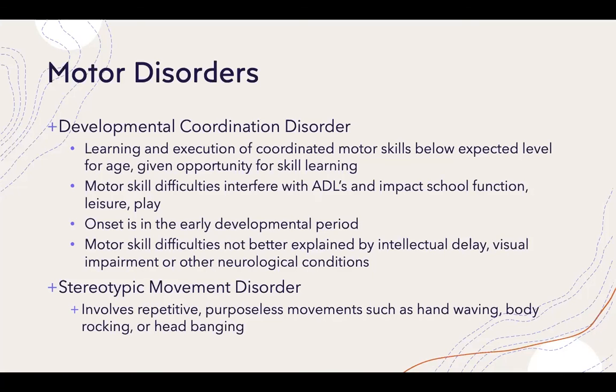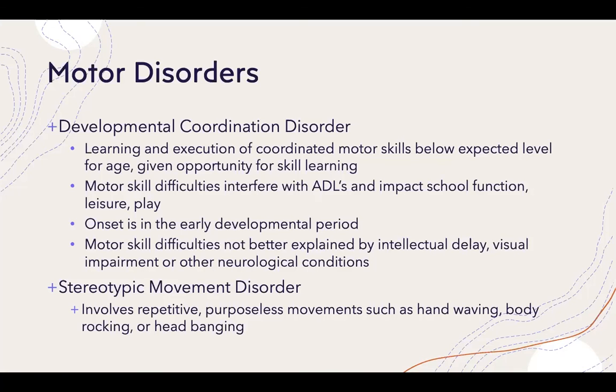So children who are perhaps struggling to do what's expected of them in PE or catch a ball, ride a bike, given the opportunity to learn those skills. This can interfere with basic self-care and activities of daily living, and can also impact school function. We're thinking about the coordination that's involved in doing different classroom movement activities, even writing. The onset is early in the developmental period. So this isn't something that we're identifying in middle schoolers. This is something that we're identifying in younger children. And we have to pinpoint the motor deficit itself. It would be important to consider whether or not there's an intellectual delay or disorder, visual impairment, or other neurological conditions that might go along with that.